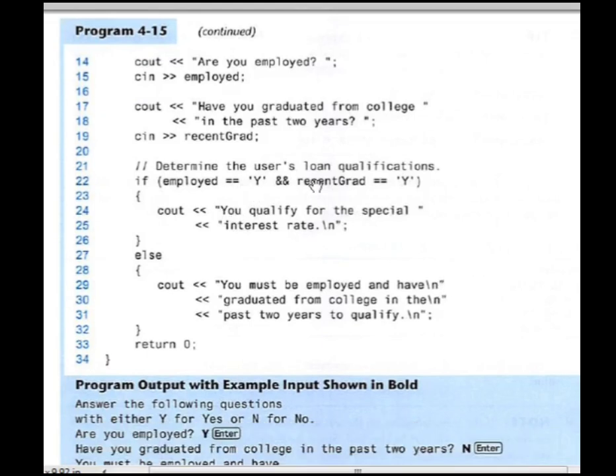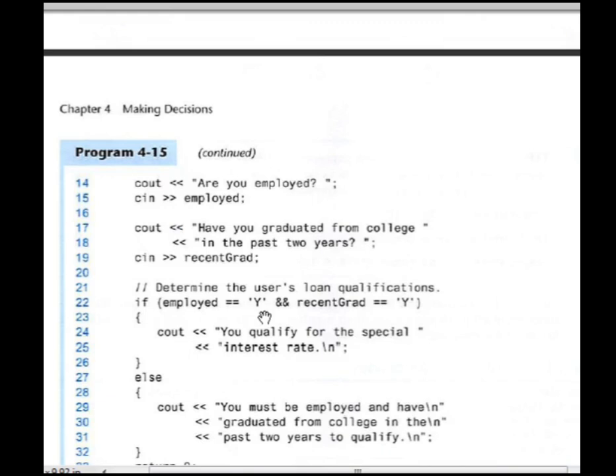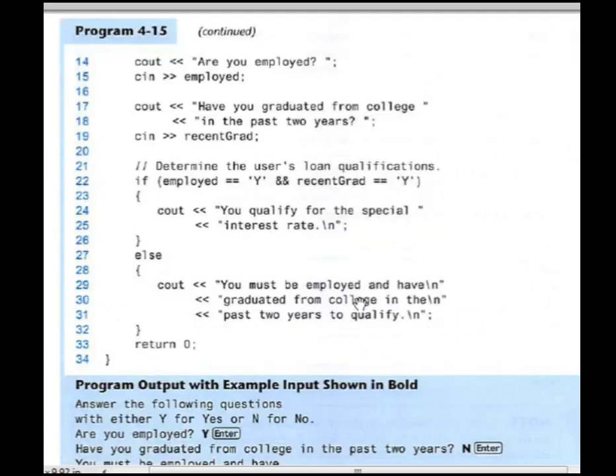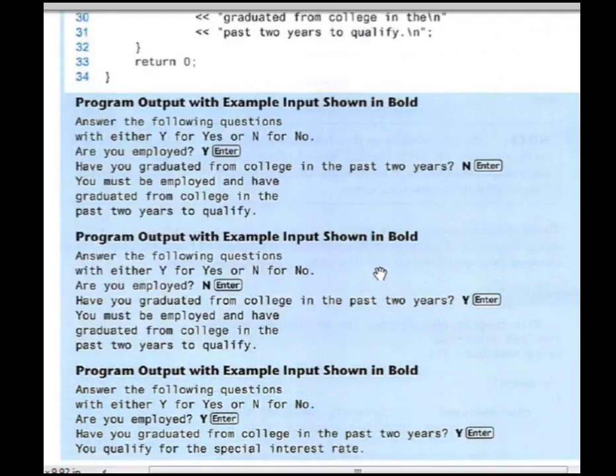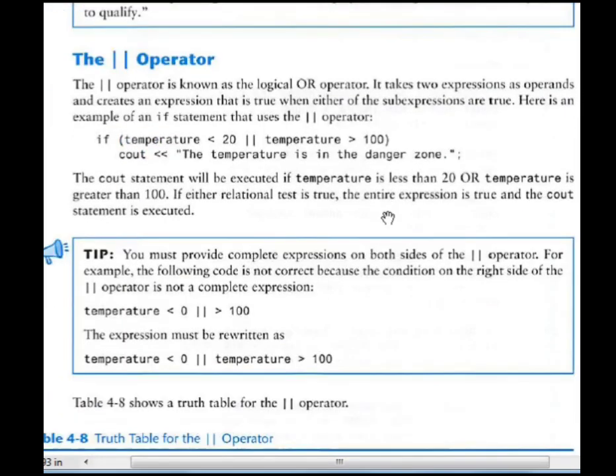And this is an example of the usage of the AND operator. So if the user has input y, which indicates yes to be the answer to the employed question and the recent grad question, then this message is displayed, otherwise this other message is displayed from the else block. So you can combine together multiple conditions through these logical operators.